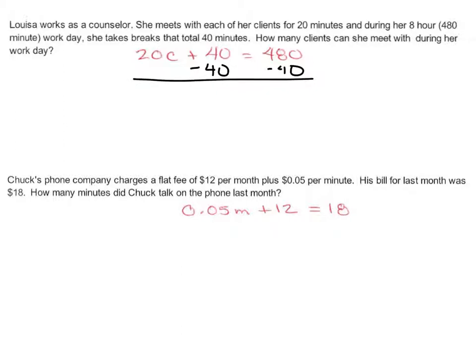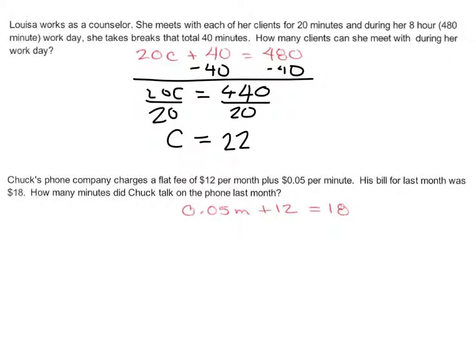We're going to end up with 20C, that's a C, is equal to 440. And then we divide both sides by 20. And we end up with C is equal to 22. So this means Louisa was able to see 22 clients on her workday.